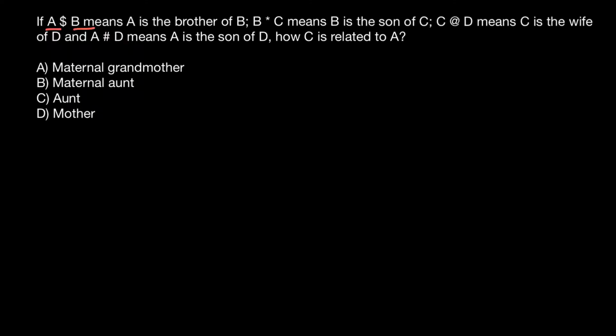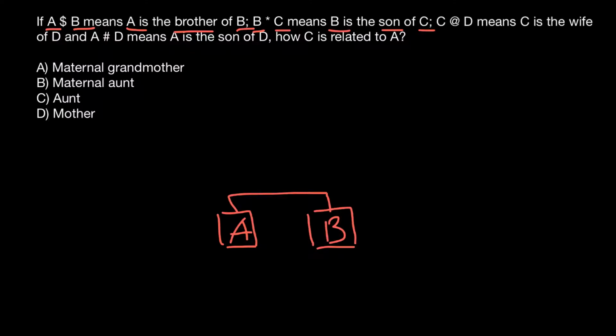So A $ B means A is a brother of B. B * C means B is a son of C, so B is a son, and we also include him in the box of C. So both A and B have the same parents because they are siblings and brothers. So one of the parents has to be C. We don't know yet who C is going to be, whether female or male, whether mother or father.